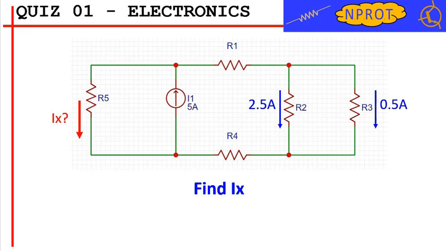Instead, the currents passing through the resistors R2 and R3 are specified. They are equal to 2.5 amperes and 0.5 amperes, respectively. At this point, we ask to calculate the value of the unknown current, Ix, that crosses the resistor R5.